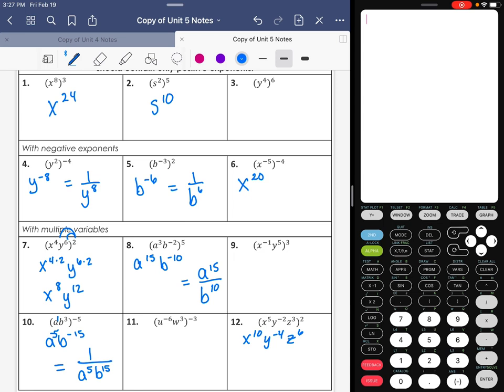And then you have to look at it and say, do I need to move someone? Yes, you do. You need to move y to the negative fourth because you don't want that negative. So you're going to have x to the 10th over z to the 6th all over y to the 4th. So that is the final answer for that one. Okay, so use what we've talked about here to do these that I skipped.